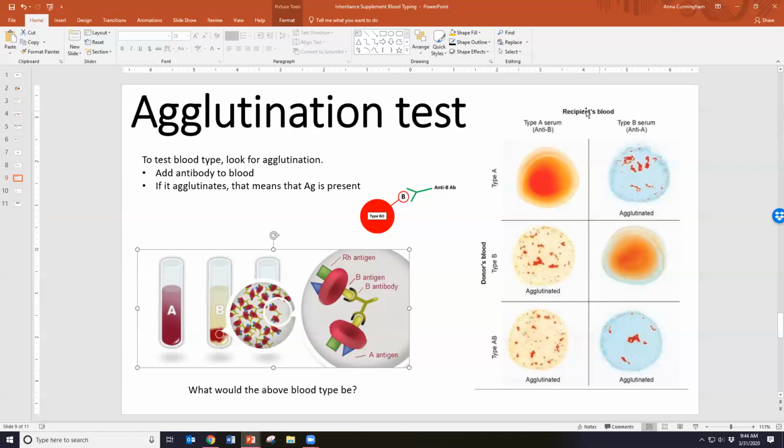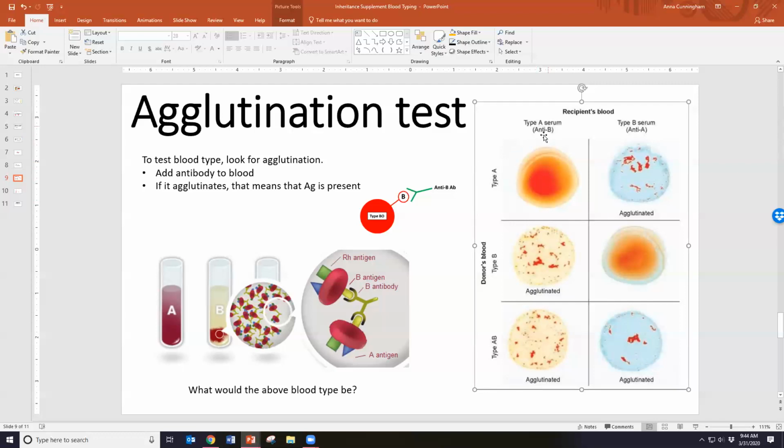So for example, what you're looking at here is recipient's blood, so the person, and donor's blood. The person that would be creating the antibodies would be the recipient. So let's say that a person has type A blood, the recipient, type A serum. Remember, if they have type A blood, they would create B antibodies. So if we had a donor give type A, we have B antibodies. Those B antibodies in a type A individual would have nothing to recognize.